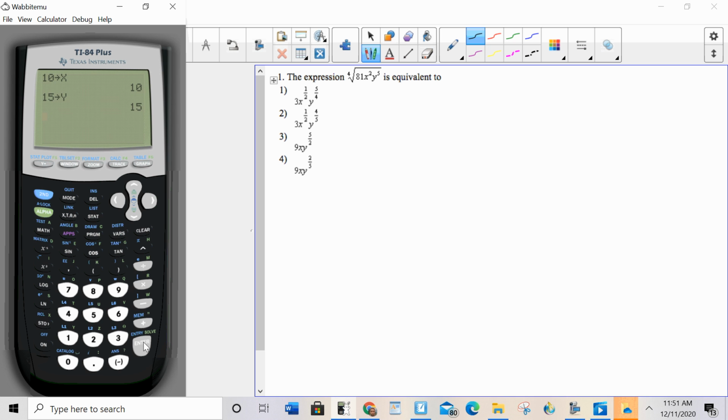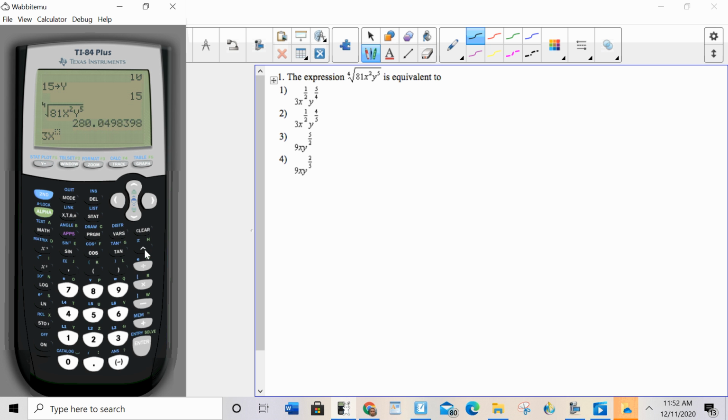I type in the original problem. To type in the fourth root, I hit 4, whatever the root is, then math, and then option 5. 81x squared alpha 1 y to the 5th. I get 280.04 or whatever. Now I'm going to type in each choice and see which one matches up.